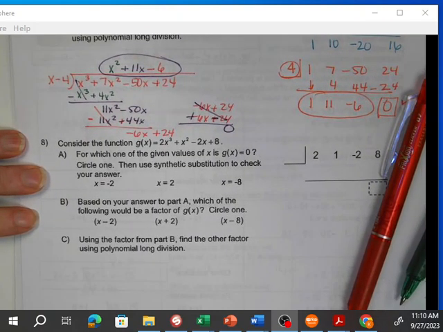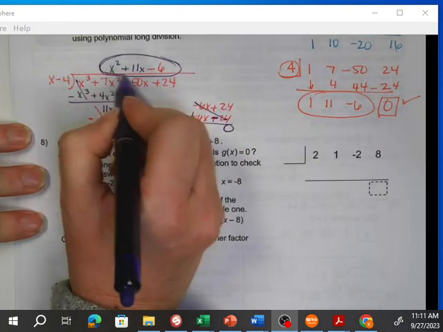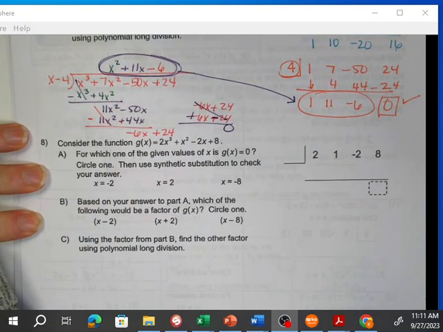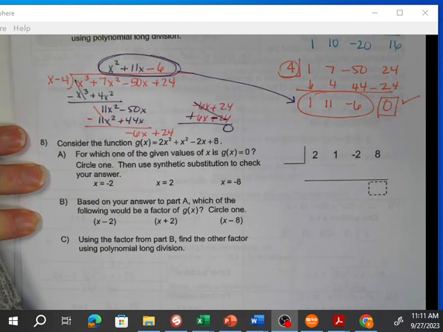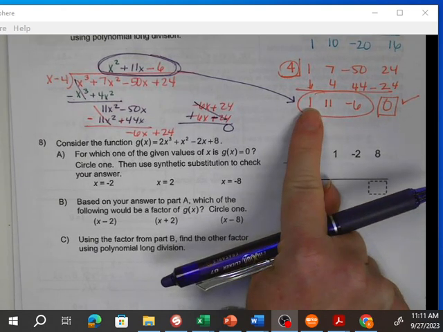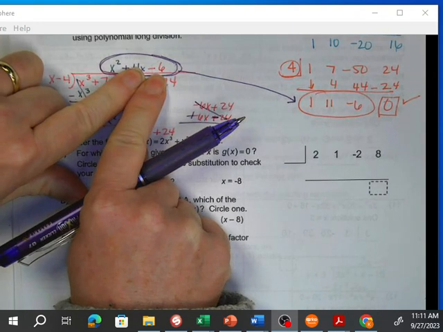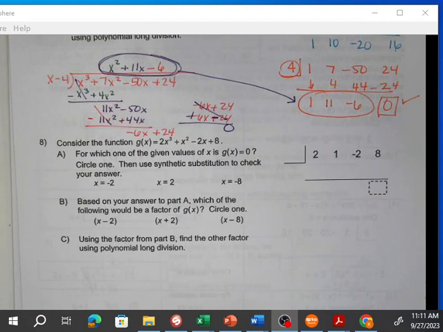Okay. I want you to notice something before we go to the next one. Look at what I got when I long divided, and look at what I got when I synthetically divided. It's the same. Synthetic division will get you the same result as long division. This just doesn't have any x's on it, but I could go back and put the x's on it. My coefficients here would be 1, positive 11, and negative 6, and you got 1, positive 11, and negative 6. So synthetic division and long division are essentially, they're both divisions, the same thing.